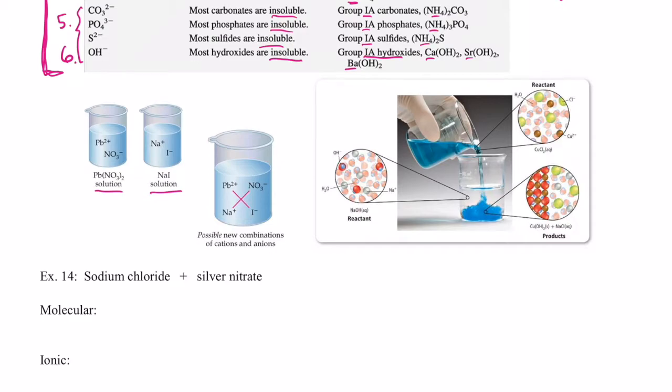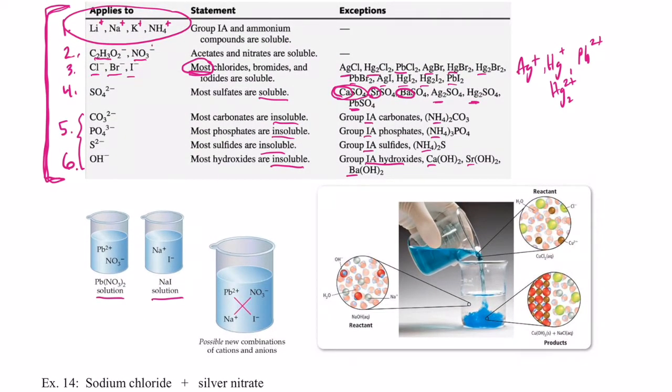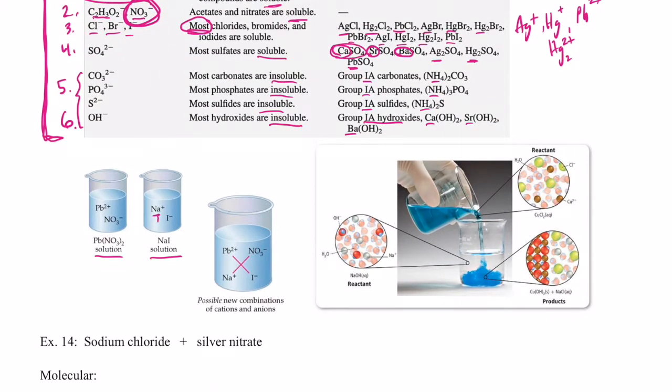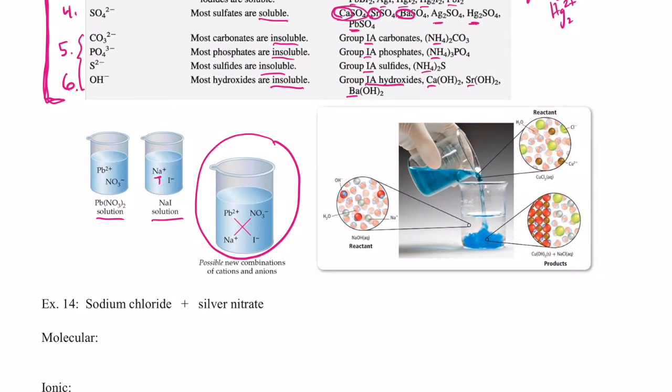Now, lead nitrate, according to my solubility rules, there's a nitrate in it. It is soluble. And sodium iodide, well, let's see, there's sodium in sodium iodide, and all sodium compounds are soluble. So if they were in separate beakers, lead nitrate would dissolve very, very well in water, and so would sodium iodide. But what would happen if we mix them together in one big beaker?